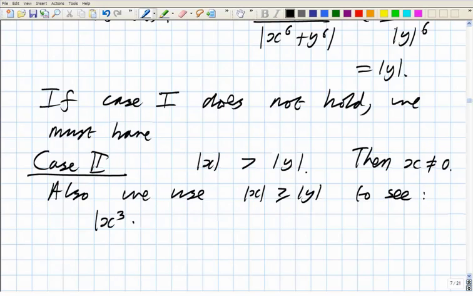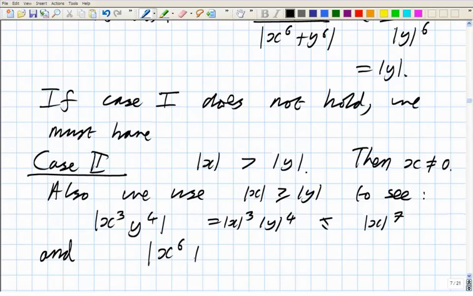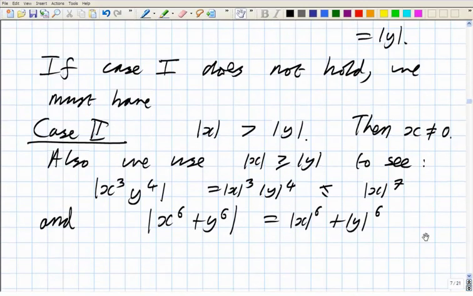Mod x cubed y to the fourth, again, it's mod x cubed mod y to the fourth. This time, it's smaller or equal to mod x to the seventh, because mod y is less than or equal to mod x. And modulus of x to the sixth plus y to the sixth, which is again mod x to the sixth plus mod y to the sixth. But this time we note that that's greater or equal to mod x to the sixth, which, as we know, is greater than 0. So you're not dividing by 0 here.